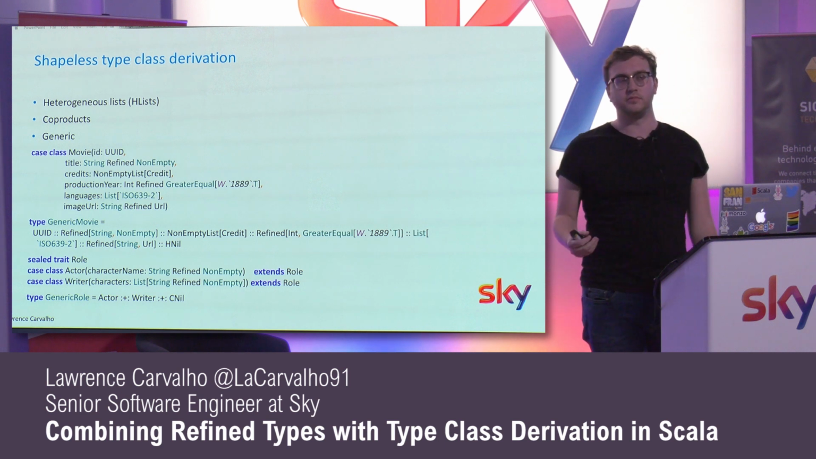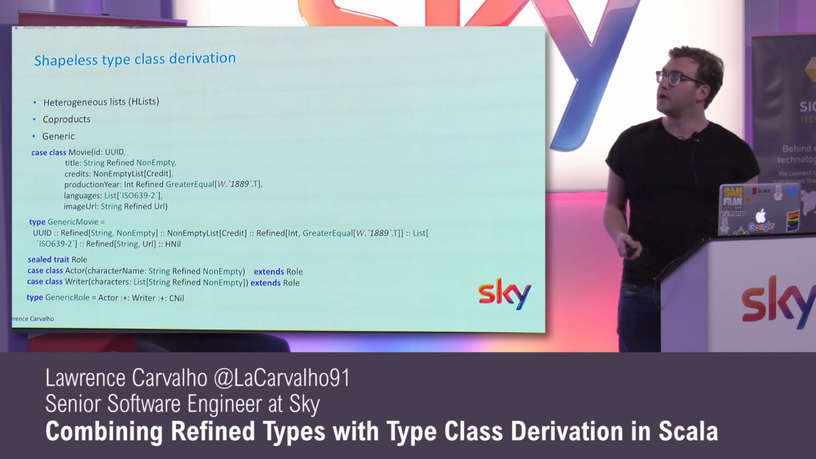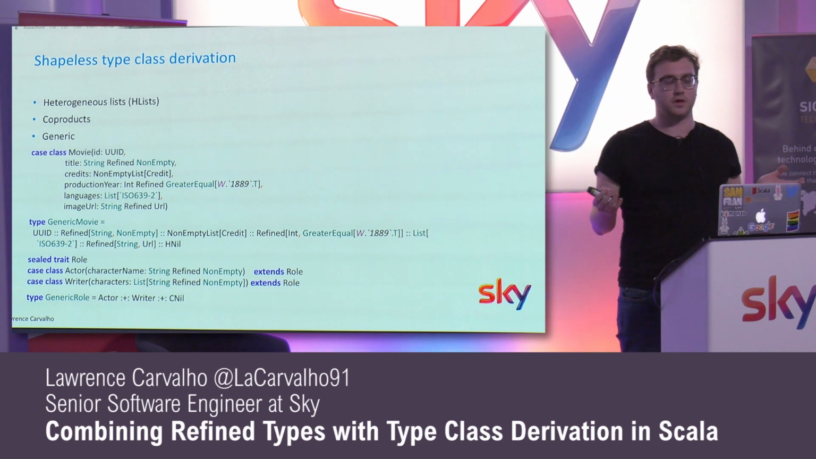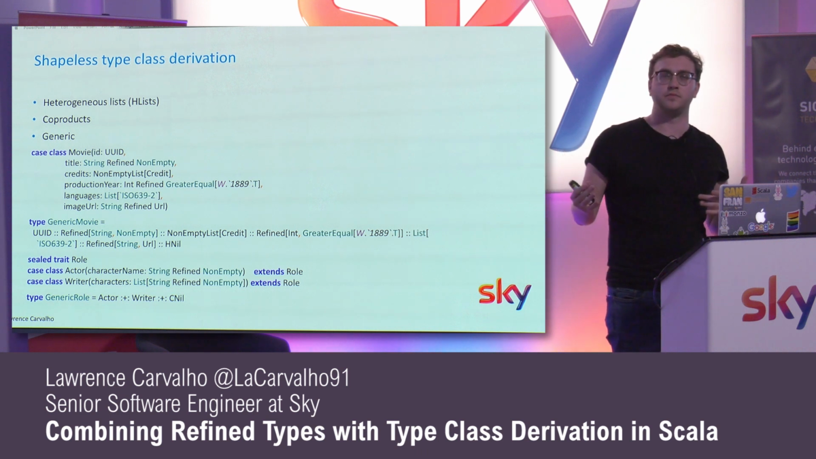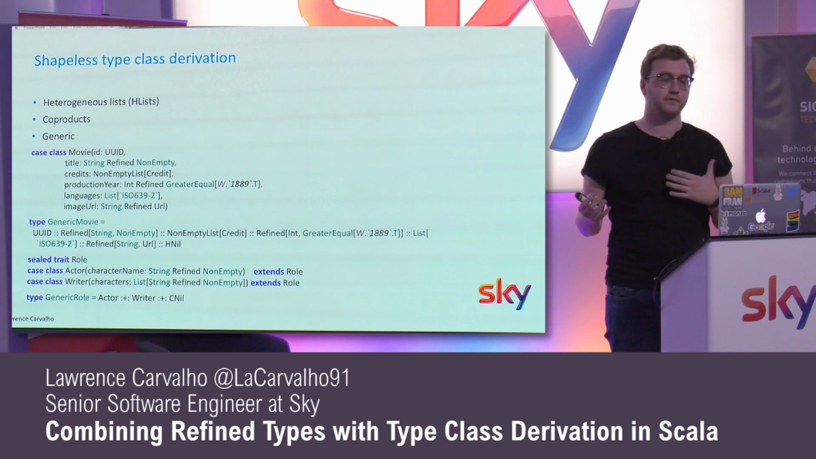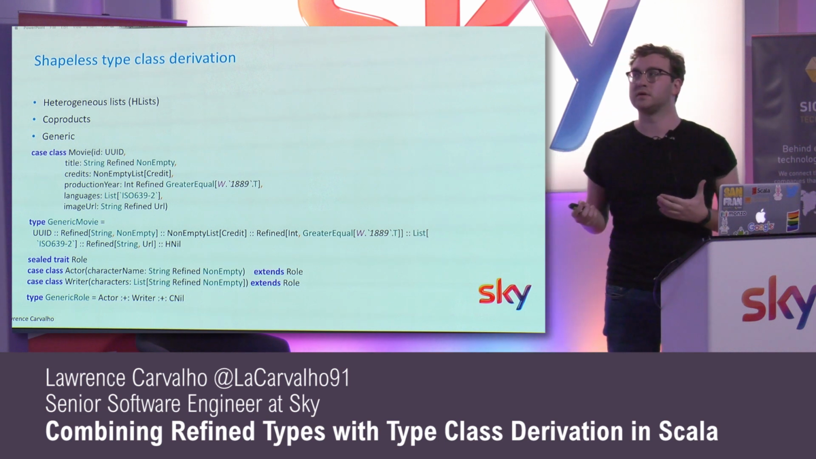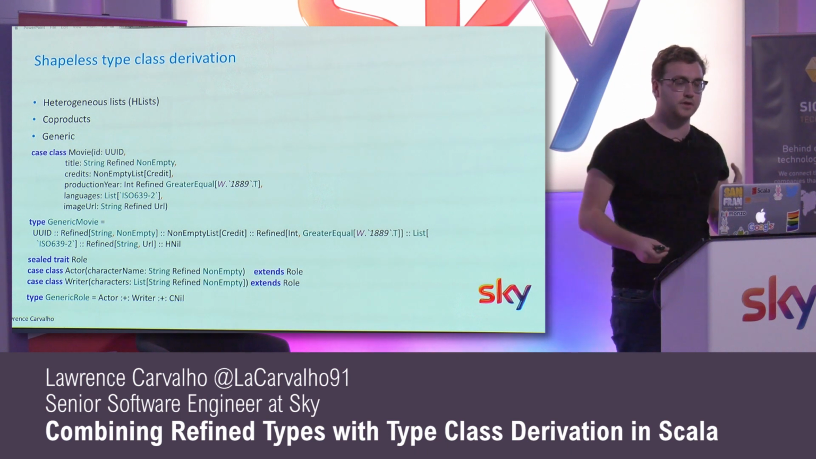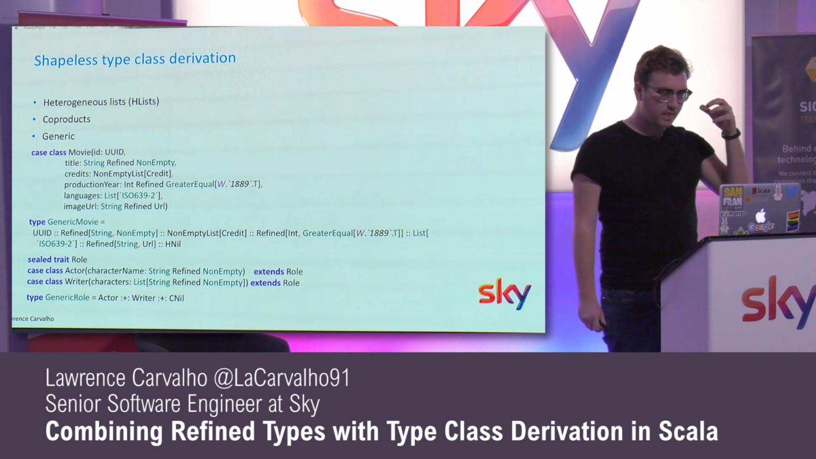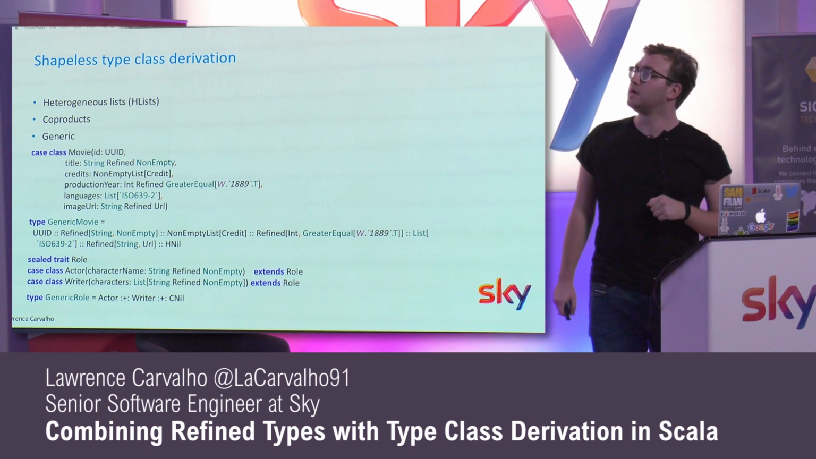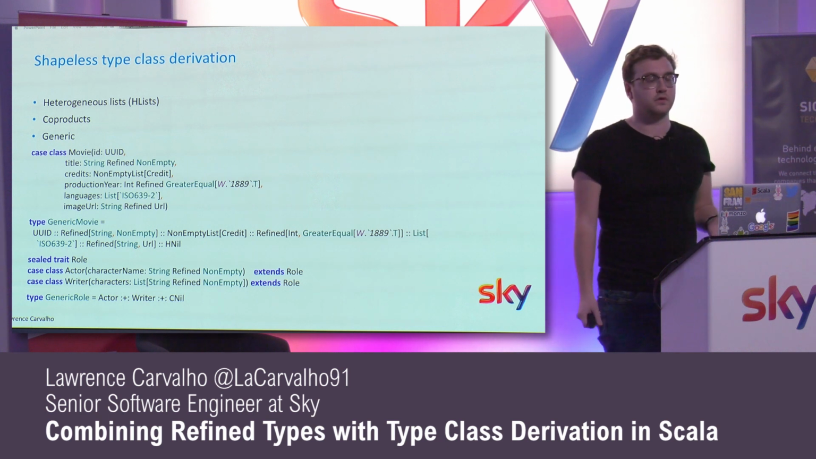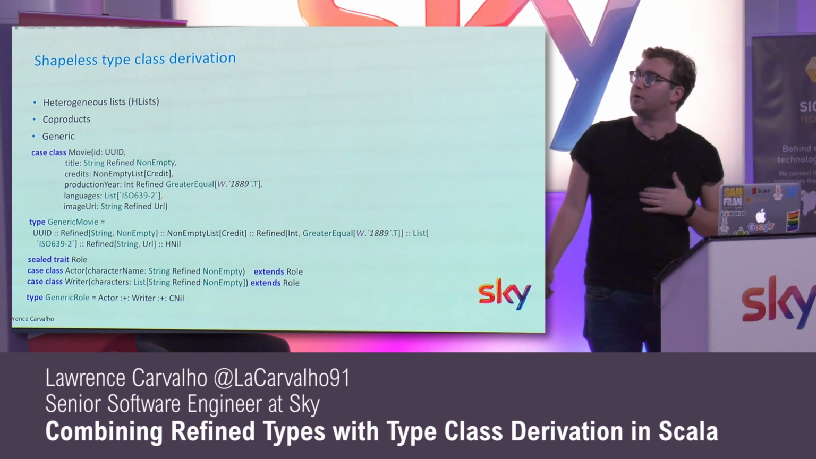So there's a few important concepts in shapeless. Heterogeneous lists, or H lists. This is a list that can hold any type, but at the same time it's type safe. So the compiler knows how many elements are in your H list, but it also knows the type of each element in your H list. There's also co-products. So co-products take the form of something like an Either or a sealed trait family.